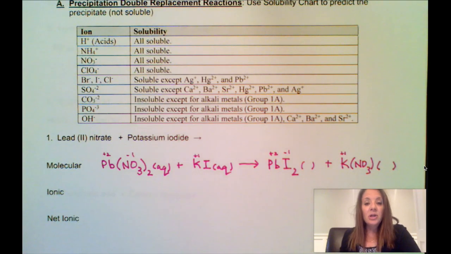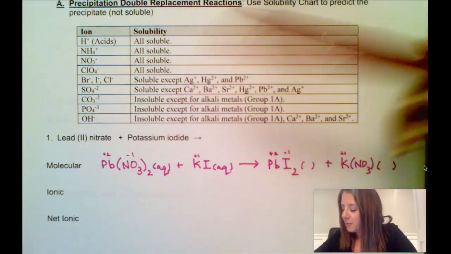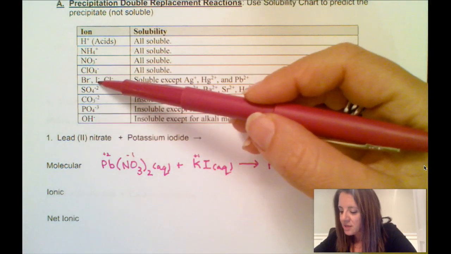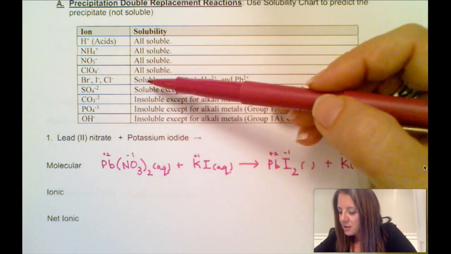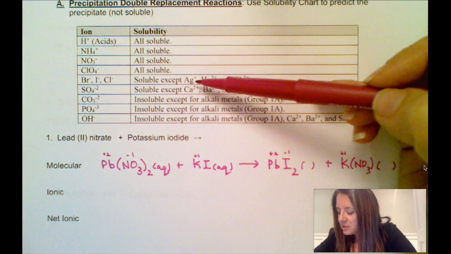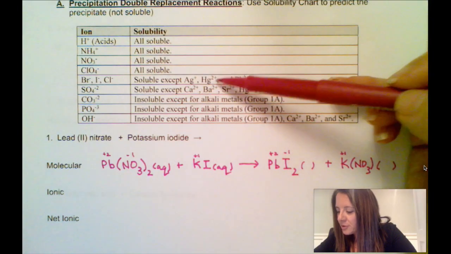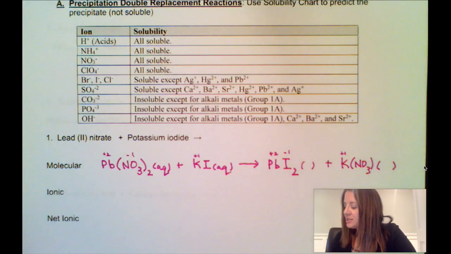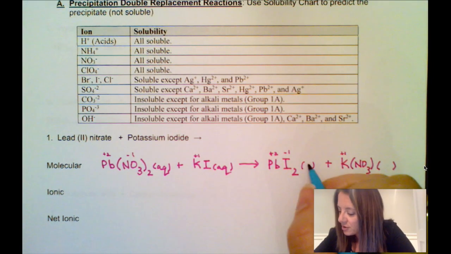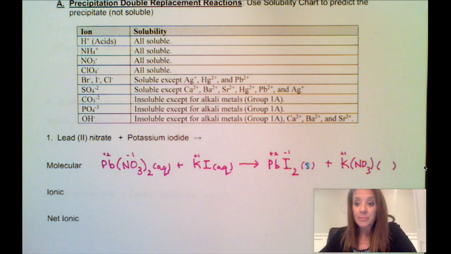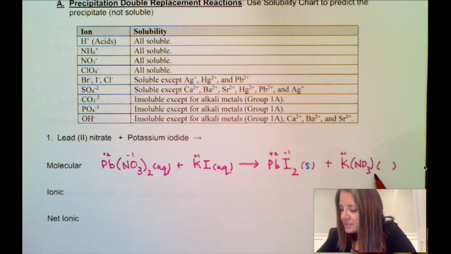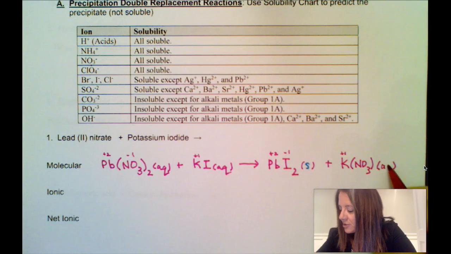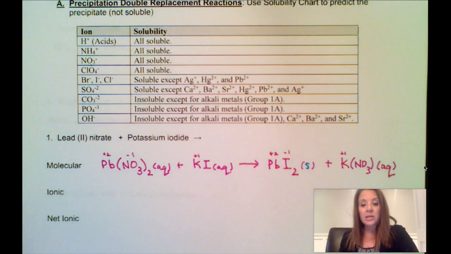Let's go take a look at our solubility table. Lead 2 iodide. So let's go find, there's iodide, I. Soluble except silver 1, mercury 2, lead 2. Ooh, that's what that is. So I need to put an S here for solid. That is a precipitate. Nitrate, everything is soluble when it hooks up with nitrate. So I'm going to put an AQ there.